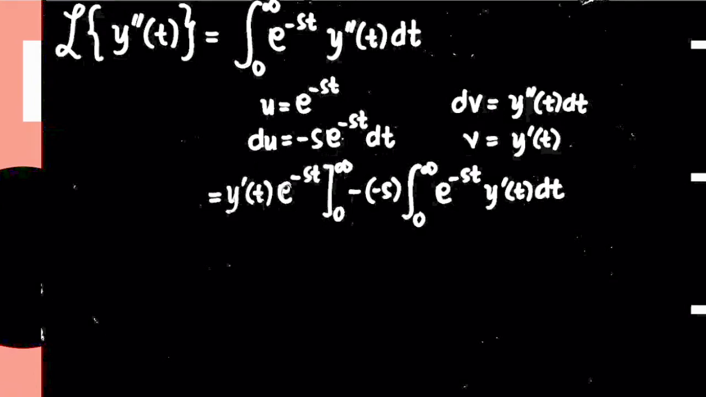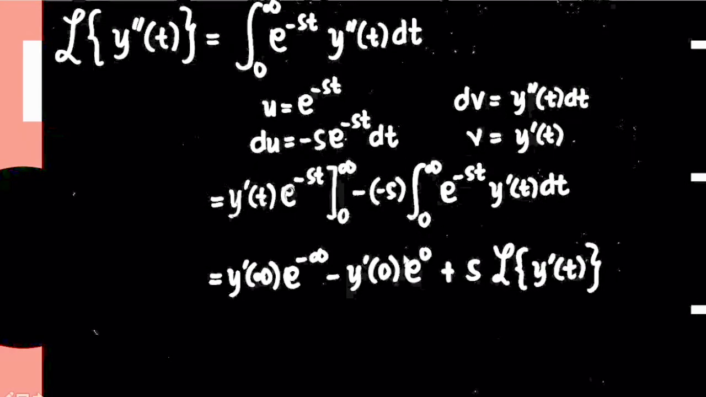And then we apply the limits and simplify. So we have this term right here. So y prime of infinity times e raised to negative s times infinity, and e raised to negative infinity is 0. So minus the lower limit: y prime of 0, e raised to negative s times 0, so e raised to 0 is equal to 1.